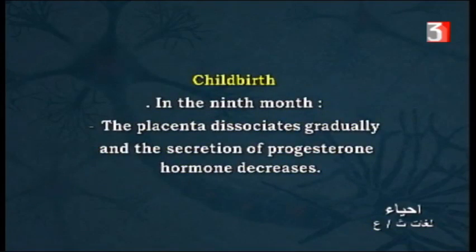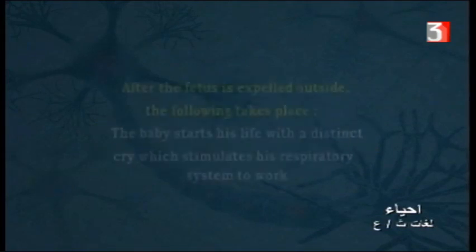After that, childbirth means the baby comes out of the uterus. In the 9th month, the placenta dissociates, meaning it degenerates or is cut off. The placenta dissociates gradually, and the secretion of progesterone hormone decreases to get the baby outside of the body.